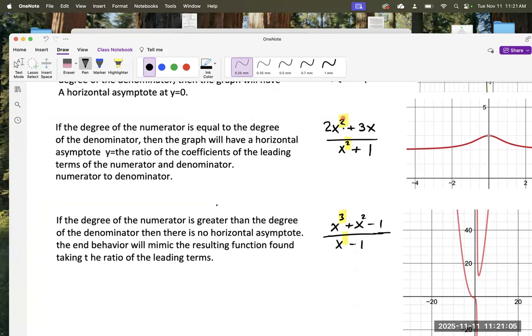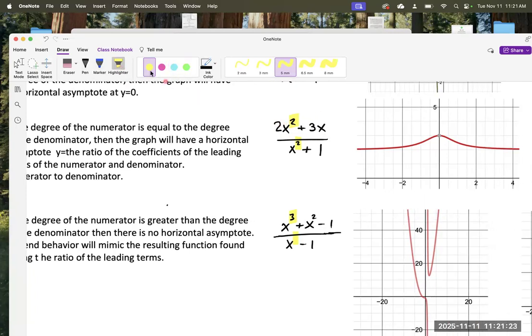So see how the leading terms of the numerator and denominator are both to the second power, so the degree there is equal. If you just look at the ratio of the leading terms, which is the coefficient here and the coefficient here, this would be a 1, then that will be the horizontal asymptote. It'll be, oh, sorry, it's 2/1.